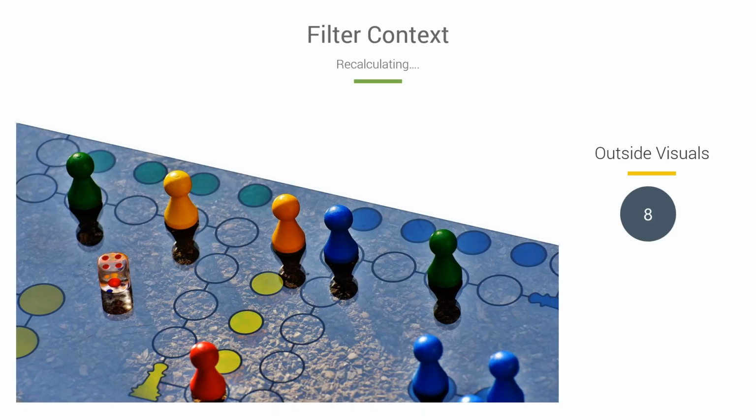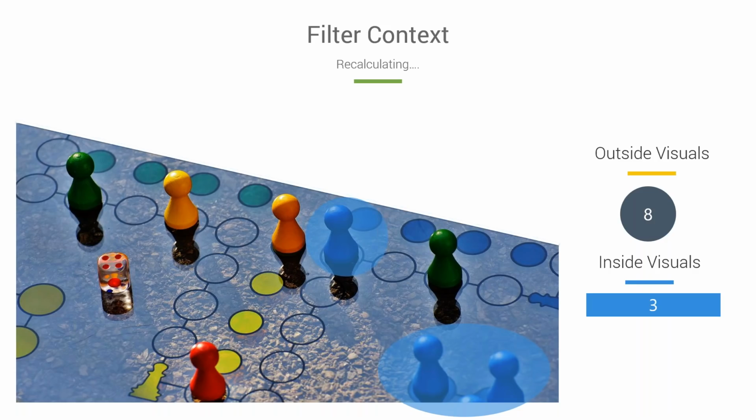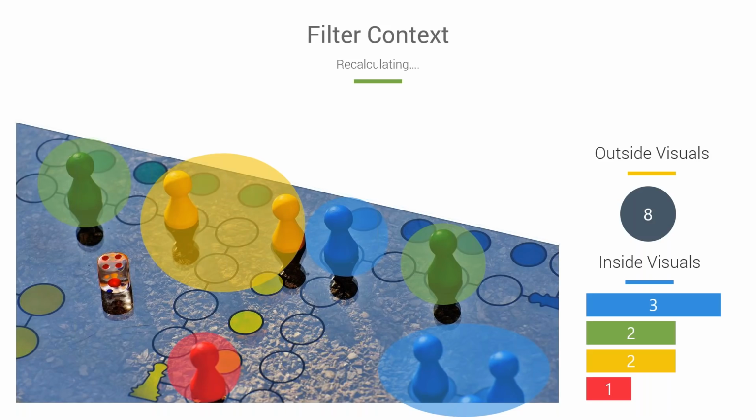That's what slicers do on the whole. But the other time that filter context becomes important is within a single visual. So if I now built a little bar chart of the color distribution of my playing pieces in this visual, it would apply filter context as follows. When I'm looking at the blue, it will only count the blue, and so on as I go to the green, the yellow, and then the red. So all of those calculations are using the same formula in DAX, but the filter context means that they come back with a different result.